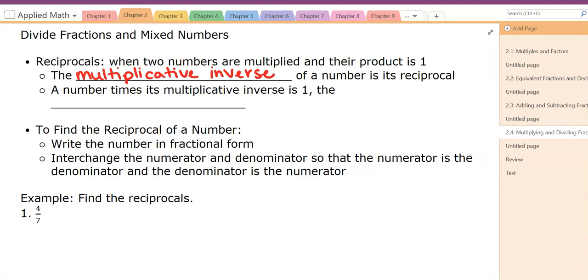So multiplicative inverse, probably when you guys were in Algebra 1, you learned about properties of numbers, and we talked about the multiplicative inverse, and that said it's when you find the reciprocal, and when you multiply them, you get 1. And when that happens, so a number times its reciprocal or its multiplicative inverse, when we get 1, that's known as the multiplicative identity.